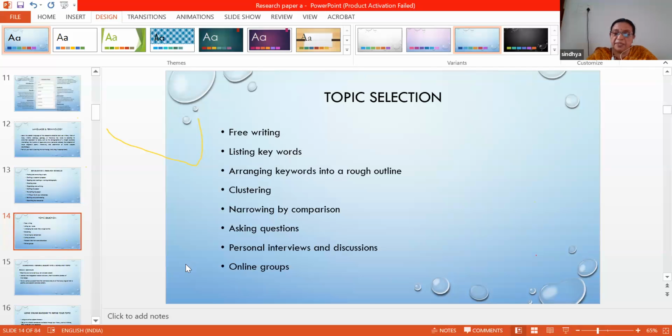Comparison means that by comparing with the related literature, related studies, the previous studies, we can narrow down the keywords, and we can ask ourselves whether it is feasible, whether we can collect the data appropriately. All these are the questions that we have to ask ourselves to complete our research.